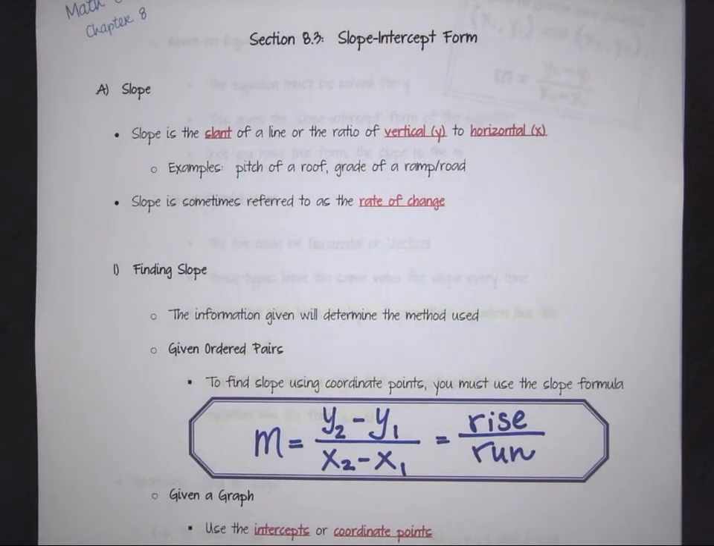Slope-intercept form is the most common equation form that we have for linear equations around. Slope-intercept form gets its name because of the components of the equation you have. You have a slope and you have an intercept point. Specifically, it's the y-intercept point.